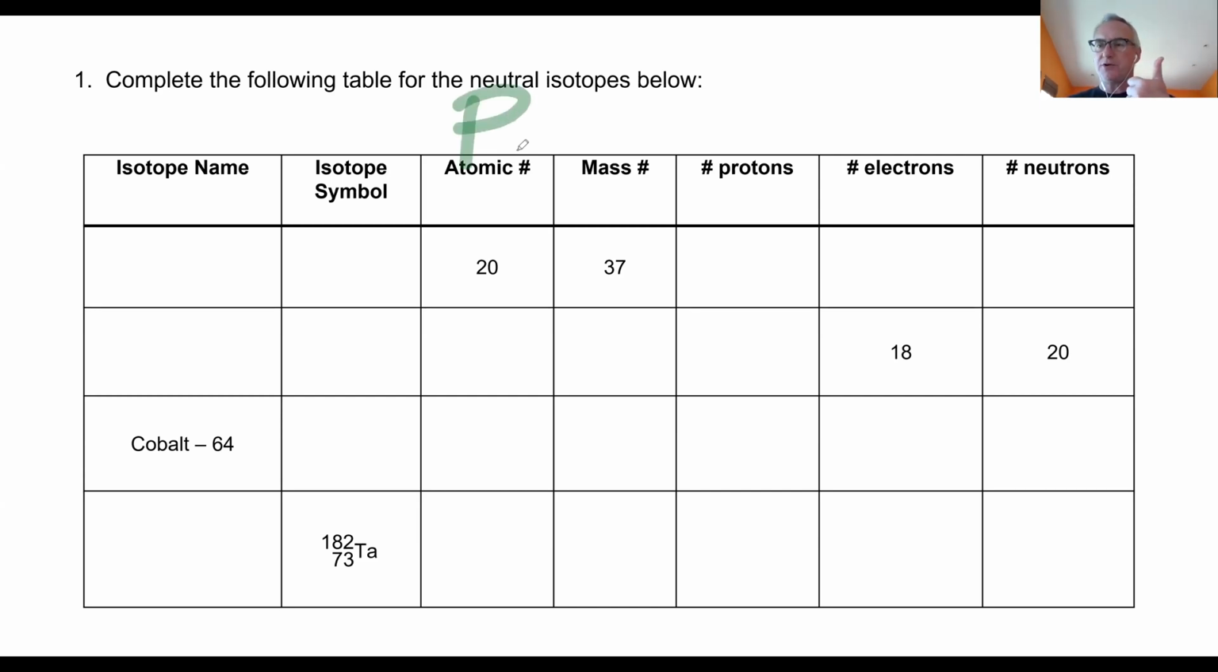Because the number of protons defines an element. That's the only thing that defines an element. It's just the number of protons. The number of electrons defines the relative charge of an atom. If there's more electrons than protons, it's going to be negatively charged. And if there's fewer electrons than protons, it'll be positively charged, but it's still going to be the same element. It'll just have a different charge.